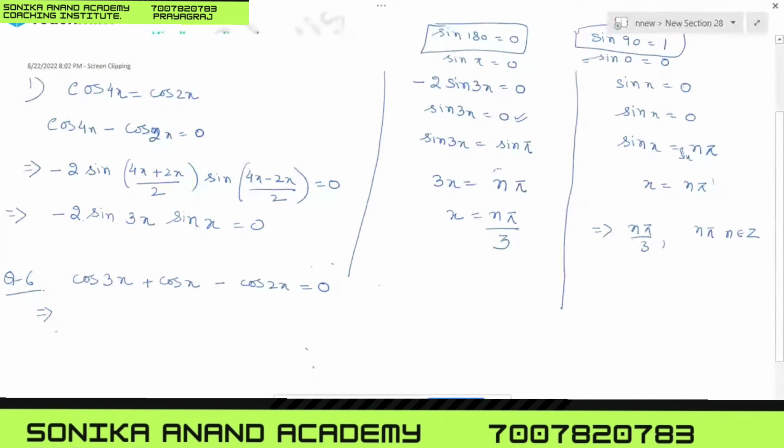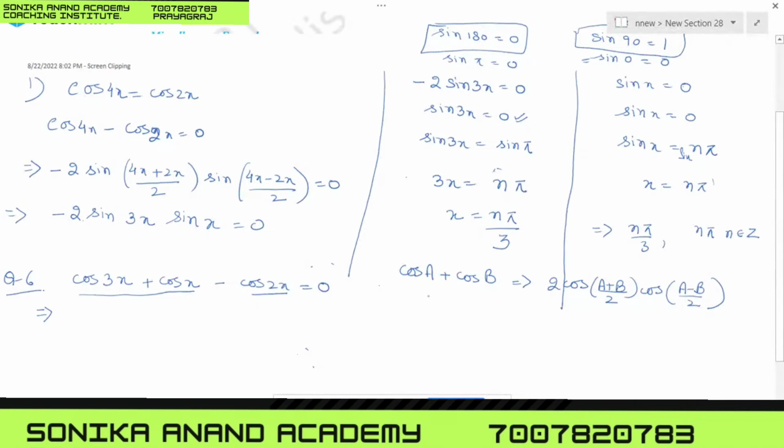Okay, now here three values are given. Firstly we solve these two. Now what is the formula for cos A plus cos B? On that day I told you to learn them. It is 2 cos (A plus B) by 2. Those formulas are actually very useful.